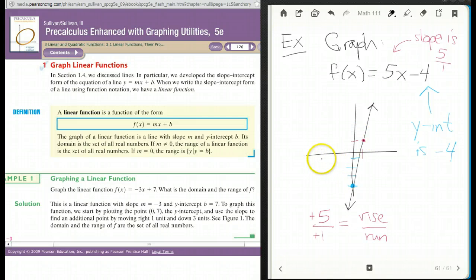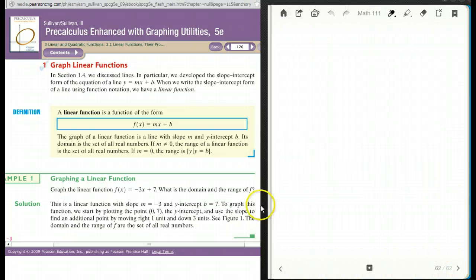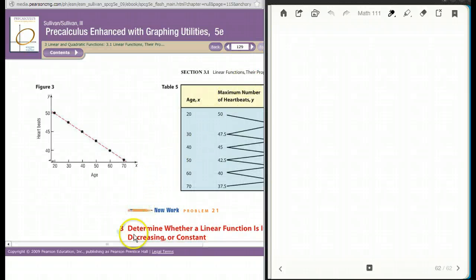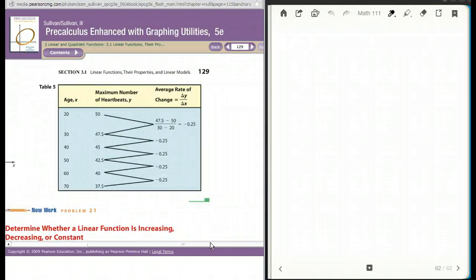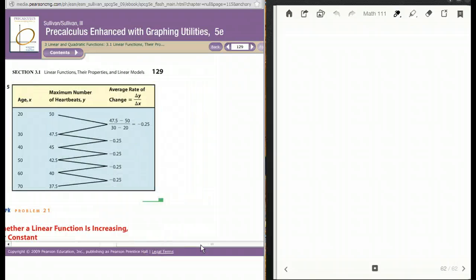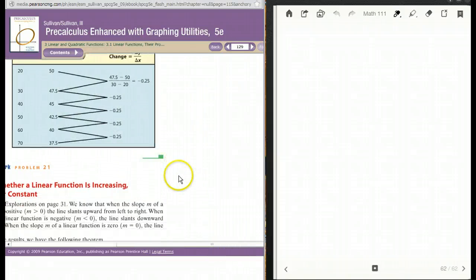Okay, great. So let's think about some characteristics of linear functions now. I'm going to move to another page in our textbook here. I'm going to skip over to page 129. This is nice with this digital textbook. We actually get to see the pages here. Let me move my thing over a second. Okay, so now let's see if I can just arrow down. Here we go.